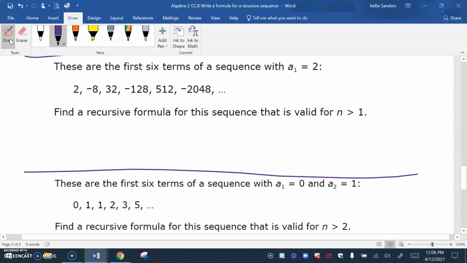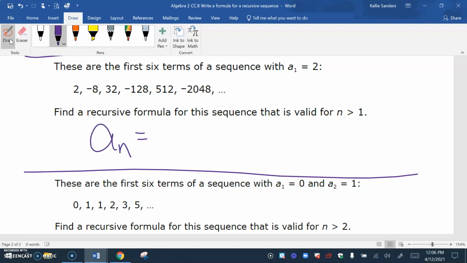What's happening? We're multiplying by -4, so the term that we're wanting is -4 times the term that was before it.